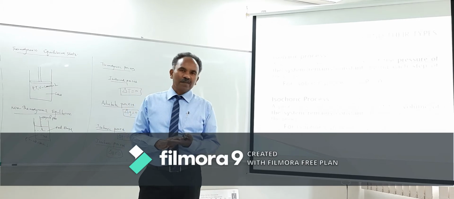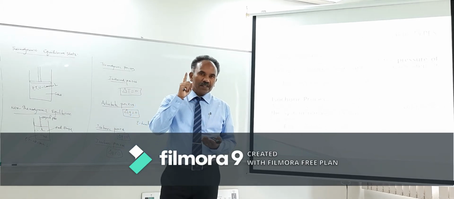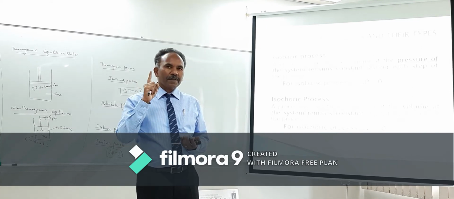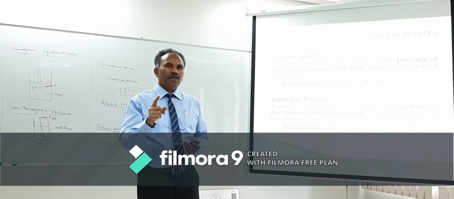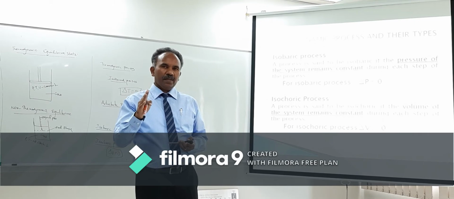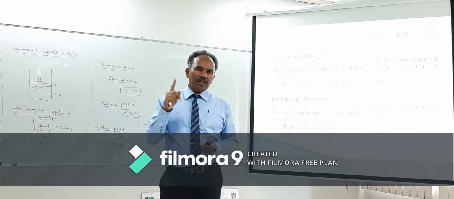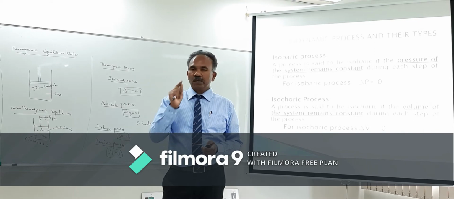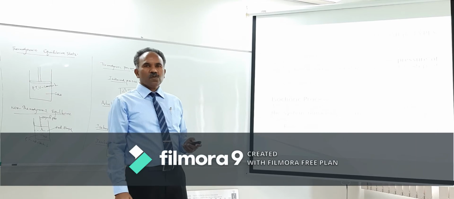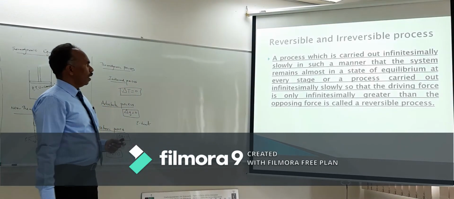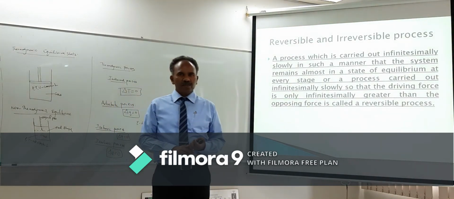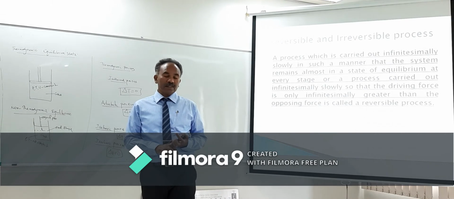So usually students get confused. Again we are repeating that: isothermal, temperature constant. Adiabatic process, heat, that is delta Q is equal to 0. Isobaric, pressure remains constant, delta P is equal to 0. Isochoric, remember volume remains constant, that is delta V is equal to 0. Now reversible and irreversible process. Some processes are reversible and some processes are irreversible.